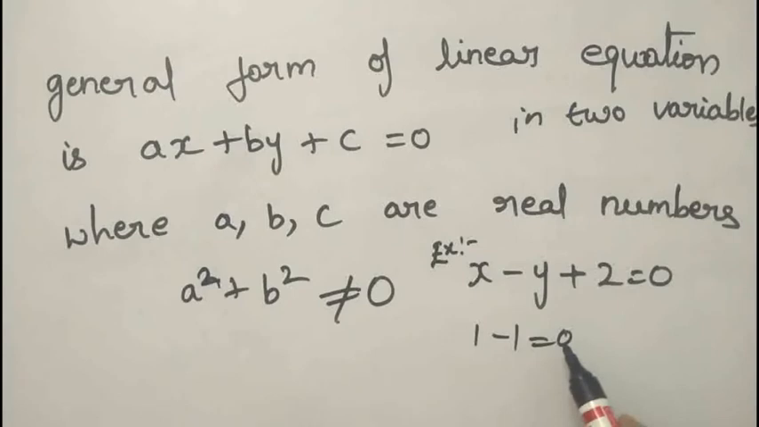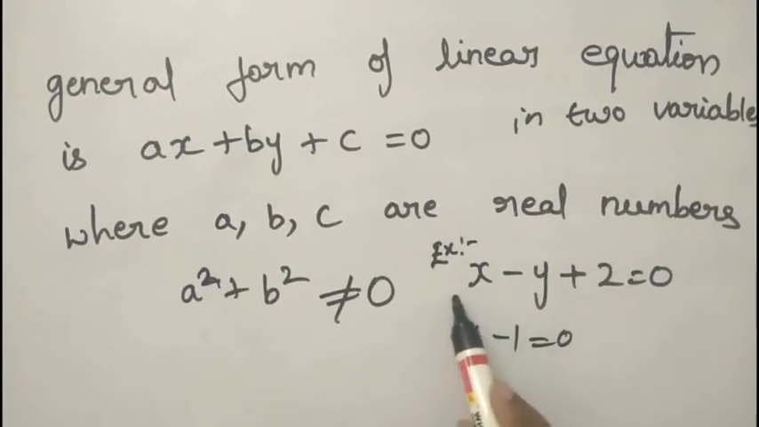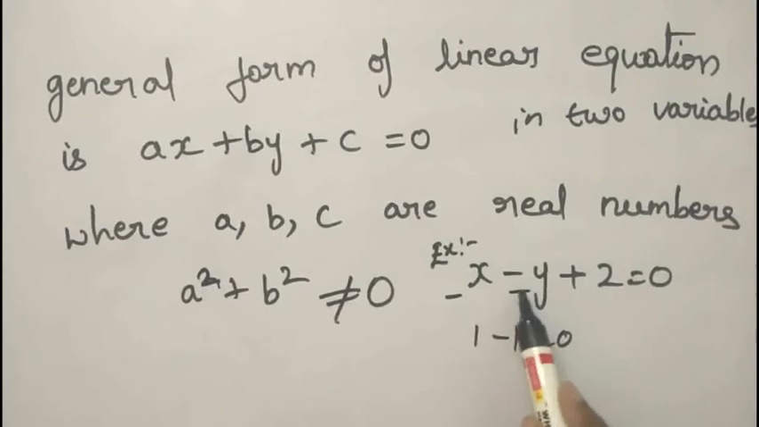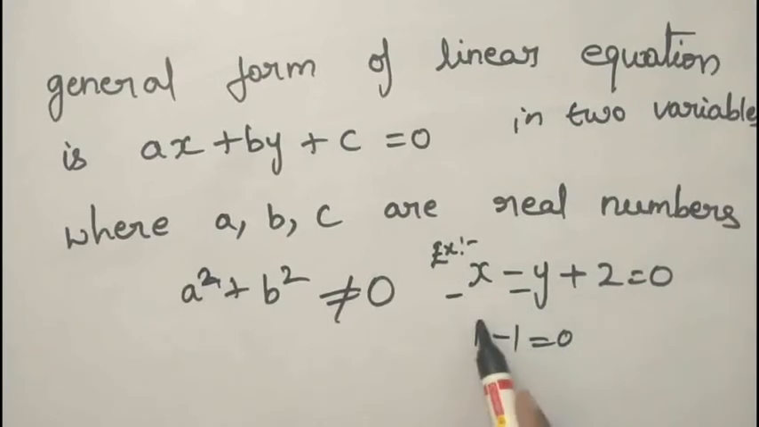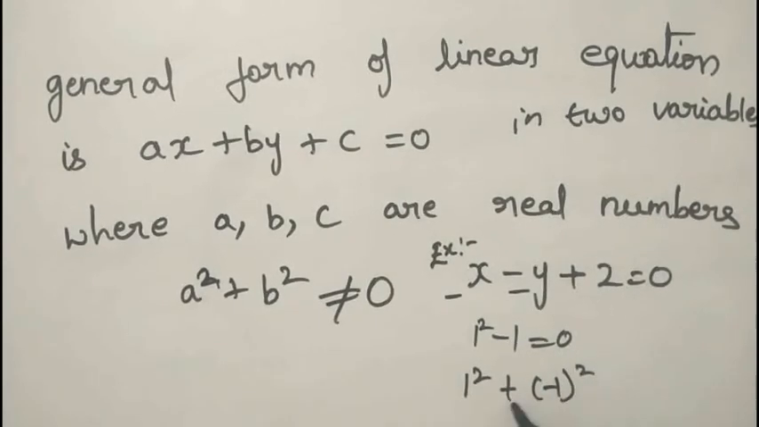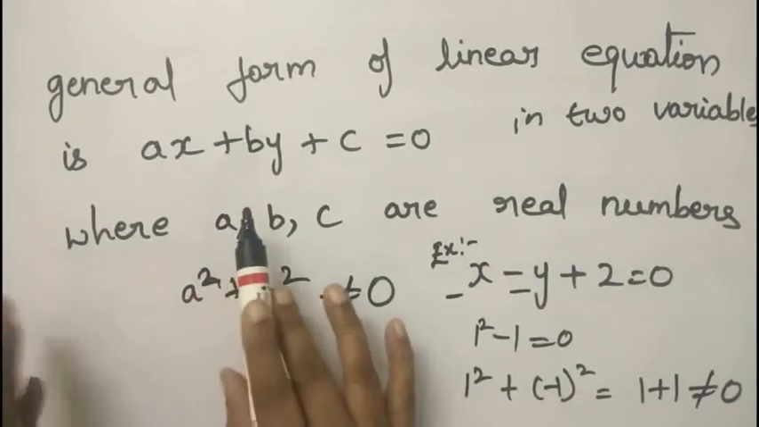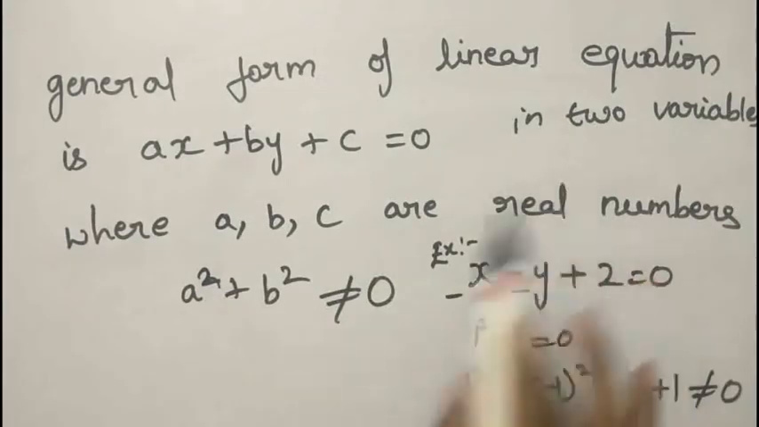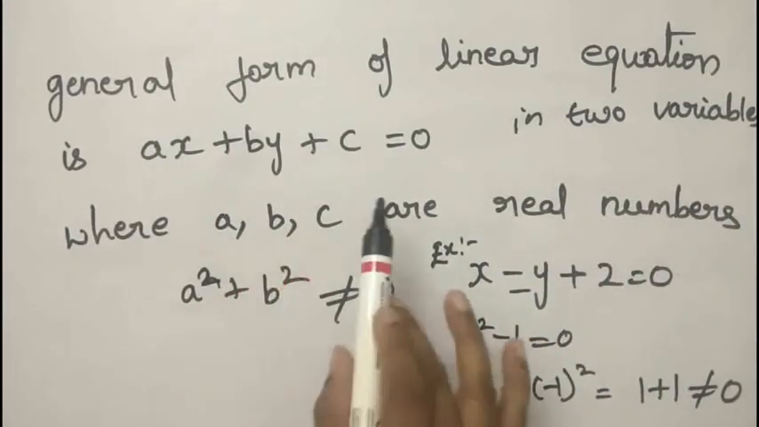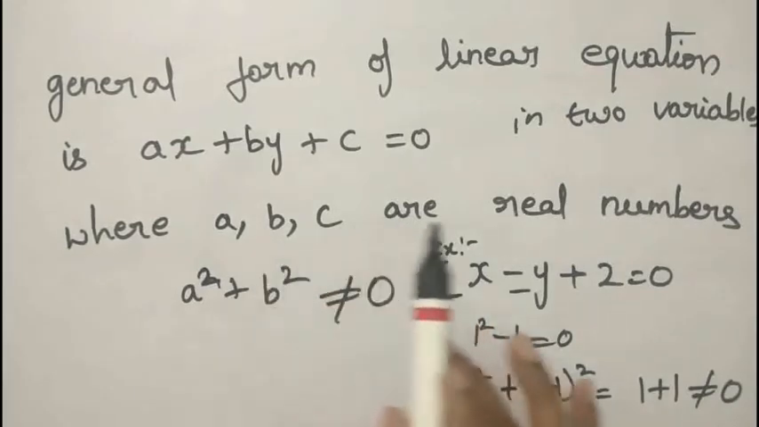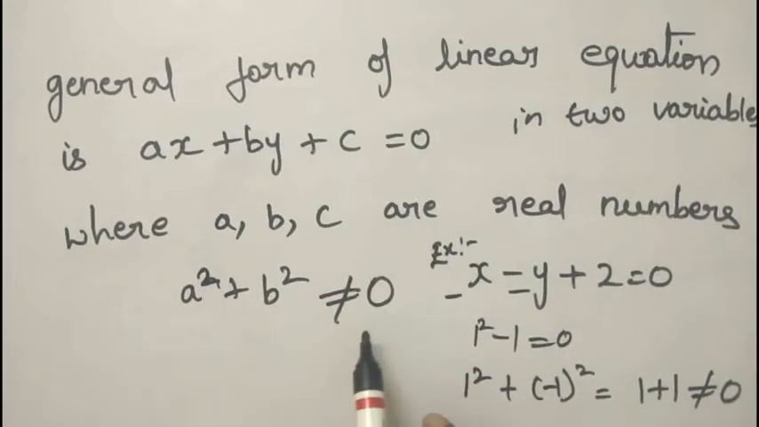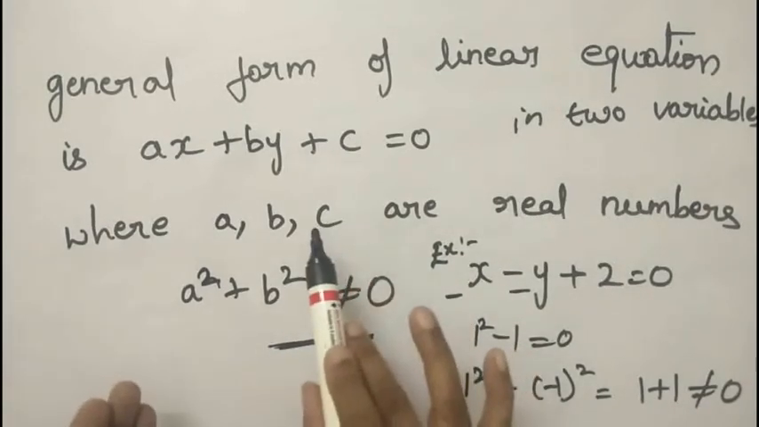So, we have to write a condition such that the values of A and B both should not be 0 at once. The square of 1 plus the square of minus 1 gives 1 plus 1, which is not equal to 0. For that reason, we have given a condition to the general form ax plus by plus c equal to 0: a square plus b square is not equal to 0. Only if this condition is satisfied does this become a linear equation in two variables.